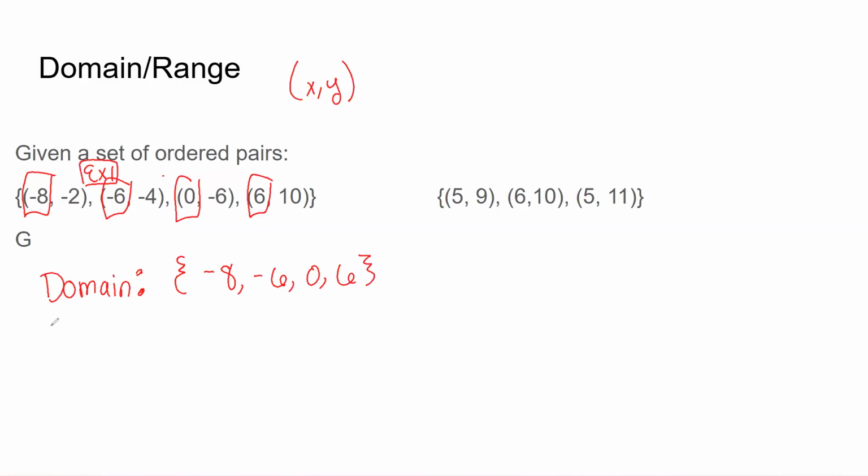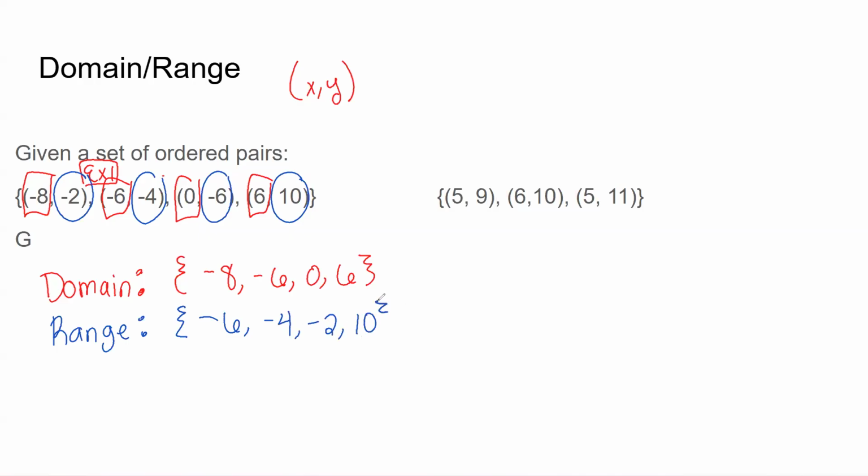And now let's do the range. So remember the definition of range is the set of y values. So I'm going to circle the y values here in blue. And then again, you're going to make your curly bracket because it's a set. And it's preferred that we go least to greatest. So looking at the blue, the smallest one is -6. Next smallest is -4. Then -2. Then 10. Close your bracket. Commas in between because it's a list. And that's all there is to it for a set of pairs. Let's look at example 2.